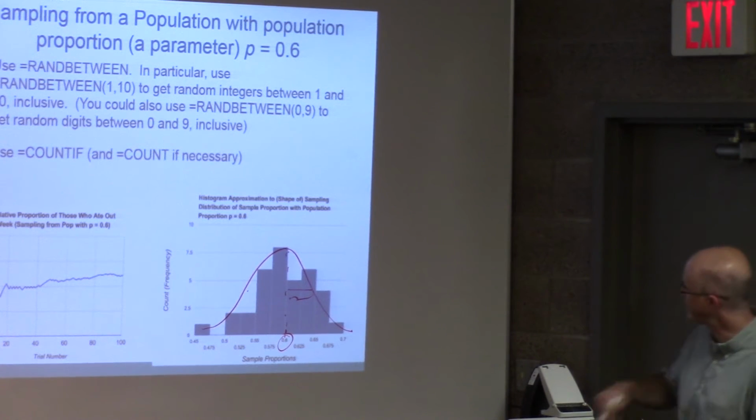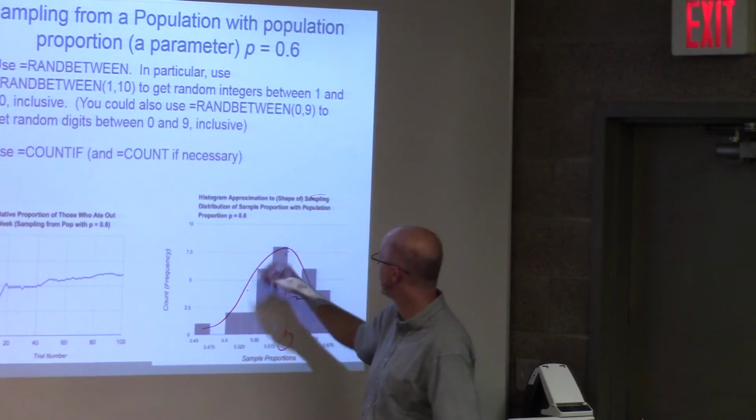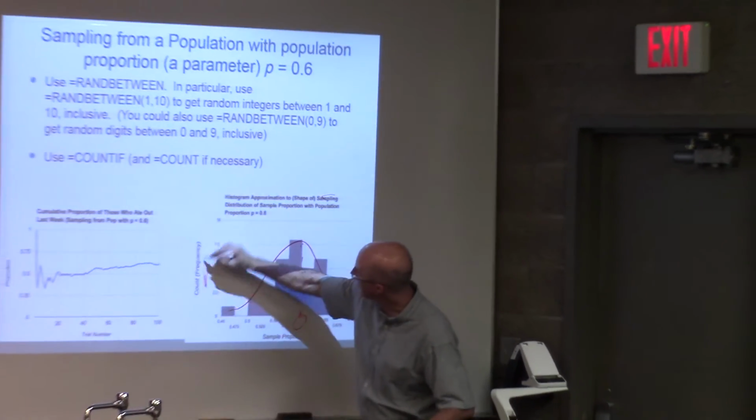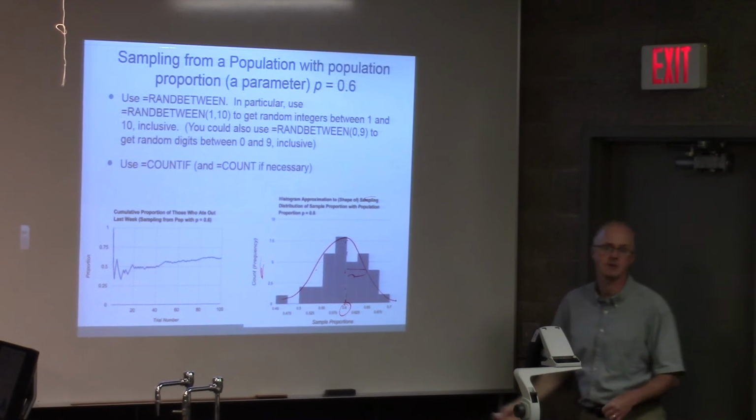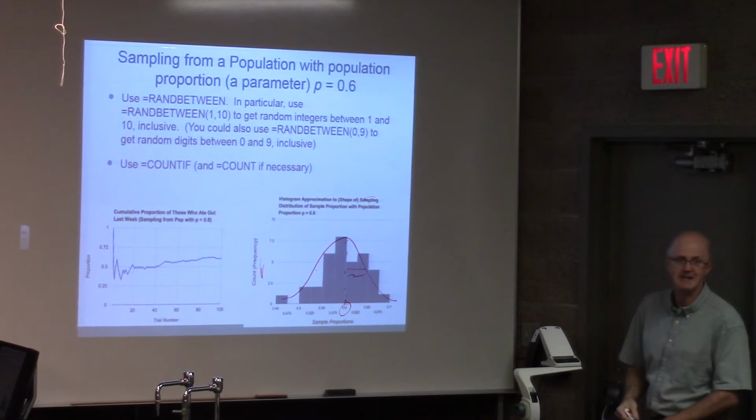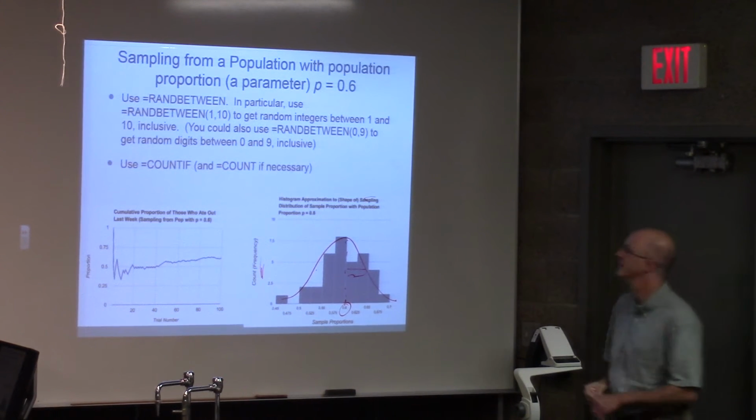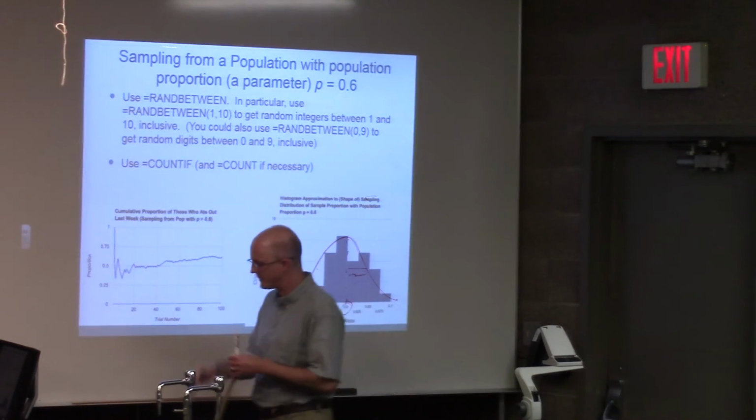Okay? So it's an approximation to the sampling distribution because it's not really a probability distribution. We're counting a frequency here instead of a relative frequency. But it gives you the idea of the shape. It's basically symmetrical. Okay? So you should understand what those graphs are telling you.